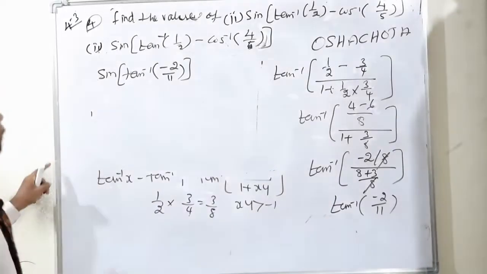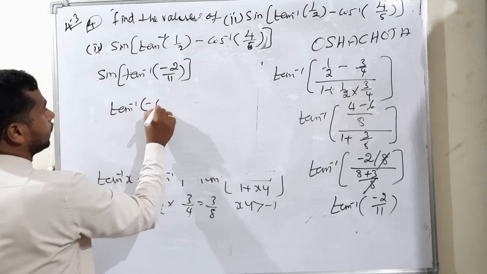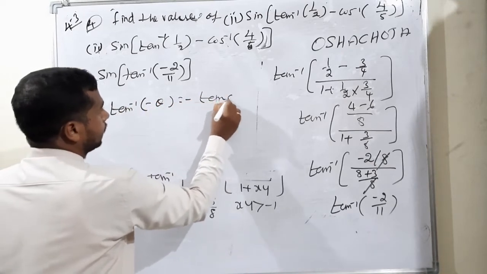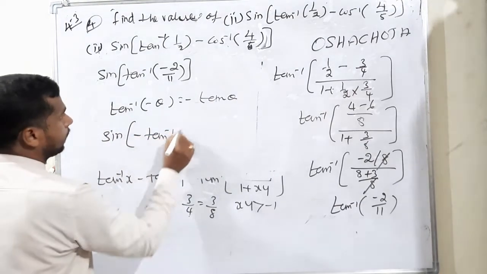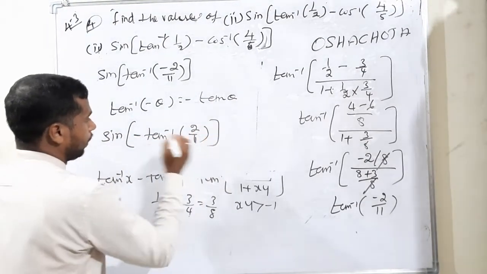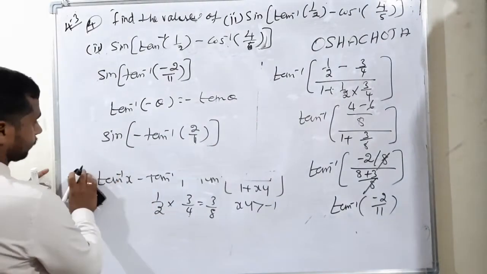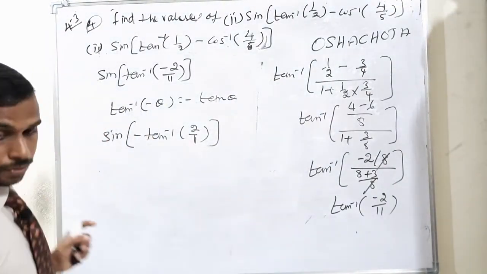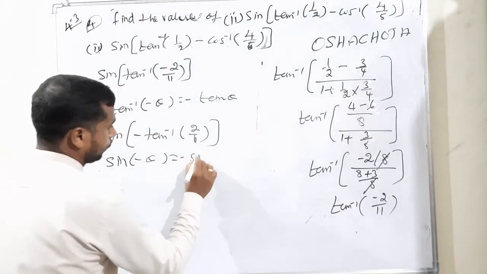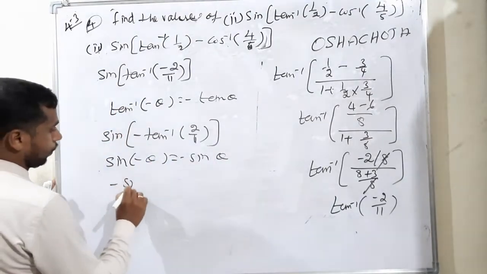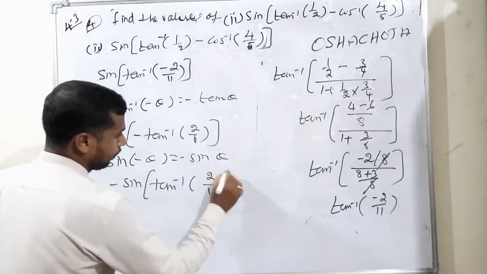modify one more step, because this is tan inverse of minus. So tan inverse of minus theta is equal to minus tan theta. Therefore sin of minus tan inverse 2 by 11. Next condition also: sin of minus theta is equal to minus sin theta, isn't it? So sin of minus theta is equal to minus sin theta. Therefore minus sin of tan inverse 2 by 11.